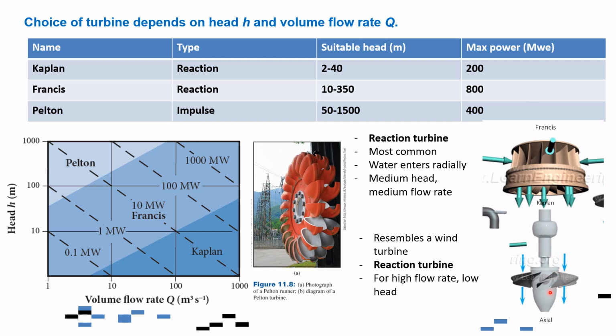In the other way, the Kaplan-type reaction turbine is more like a wind turbine, as we see. With a wind turbine, the wind has to hit the blades at 90 degrees to rotate them, right? So this is for high flow rate and low head systems. Okay, so please remember the different types of turbine that are used for generating power by a hydroelectric power station.